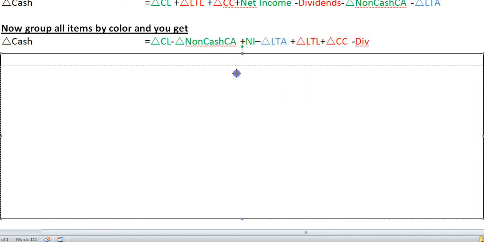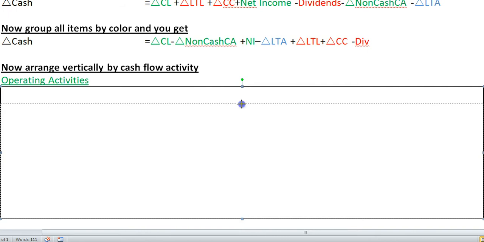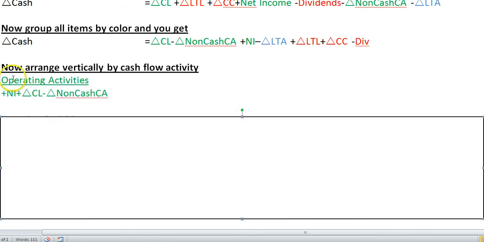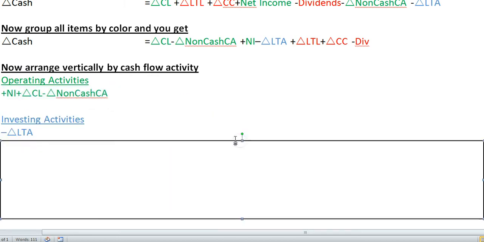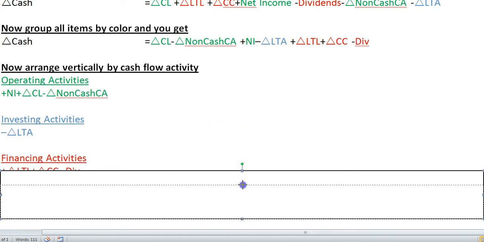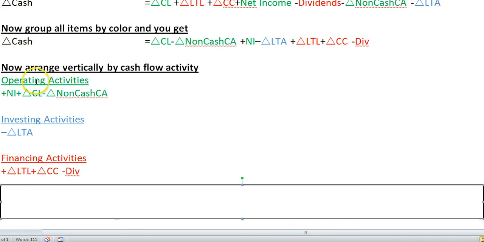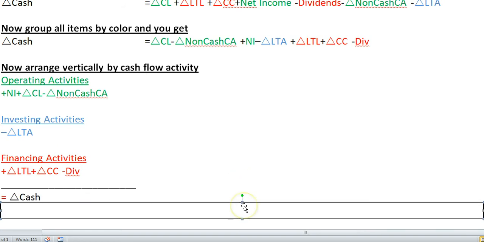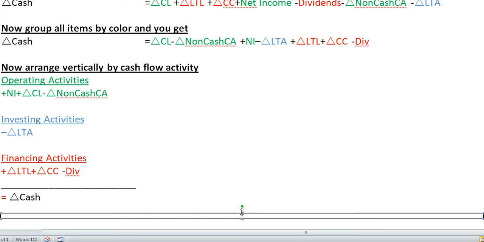Well, if you take those and you put them in a vertical order, as you would see on a statement of cash flows, you'd say operating activities will be prepared primarily focusing on these items. The investing activities will be explained primarily by focusing on those items. And your financing activities will be primarily explained by those items. So if you add up all of these operating, investing, and financing activity cash flows, you'll come up with change in cash. And that's the bottom line.